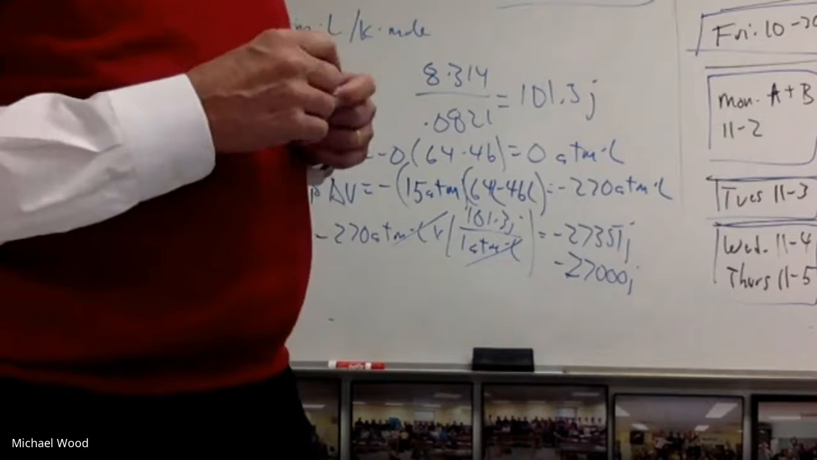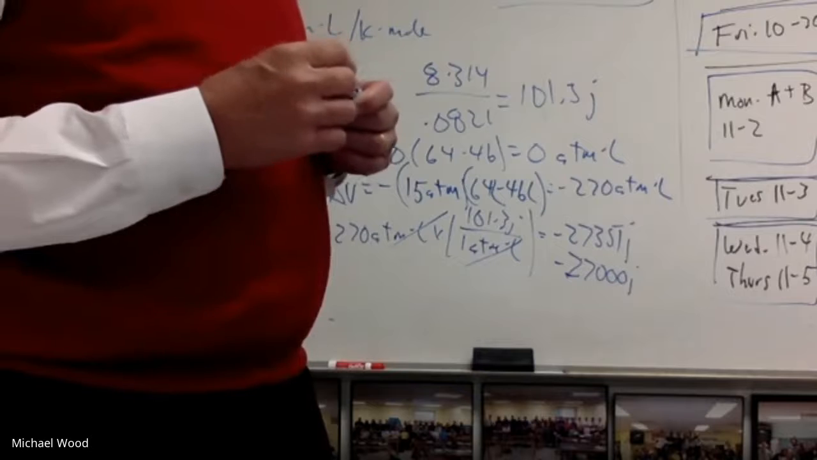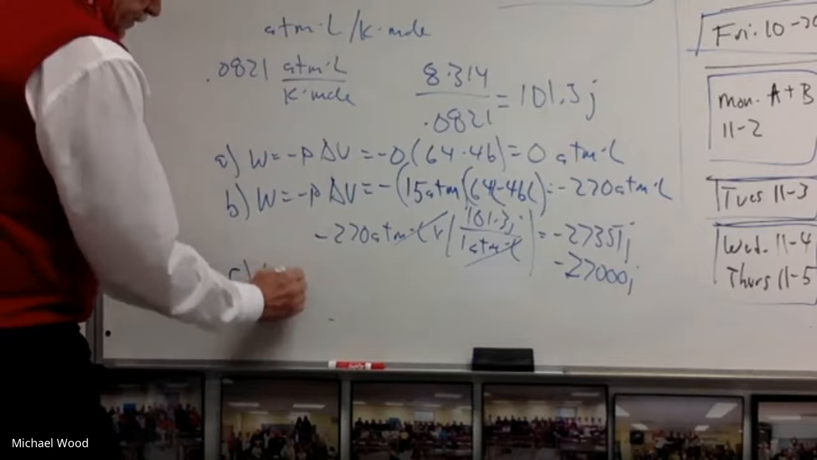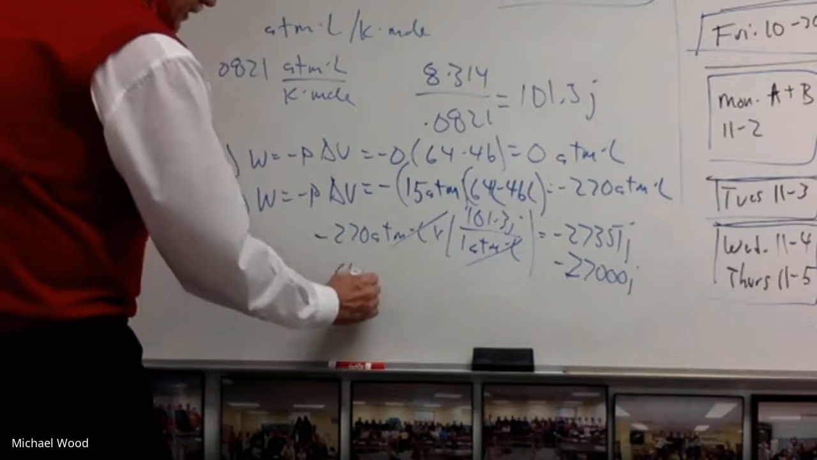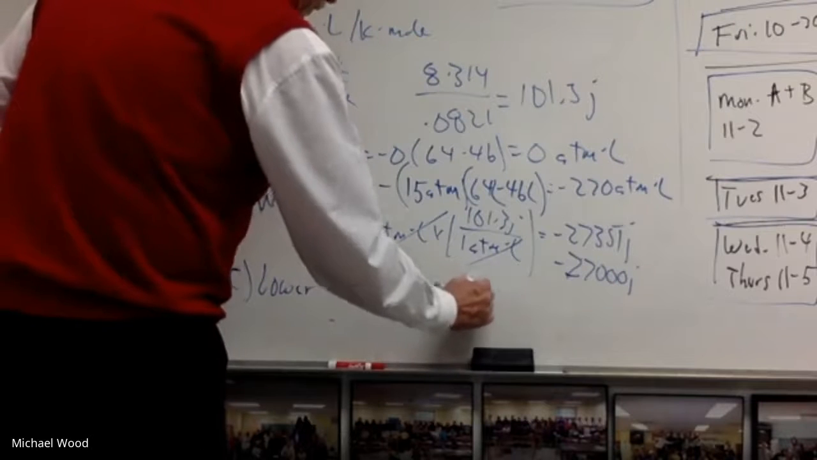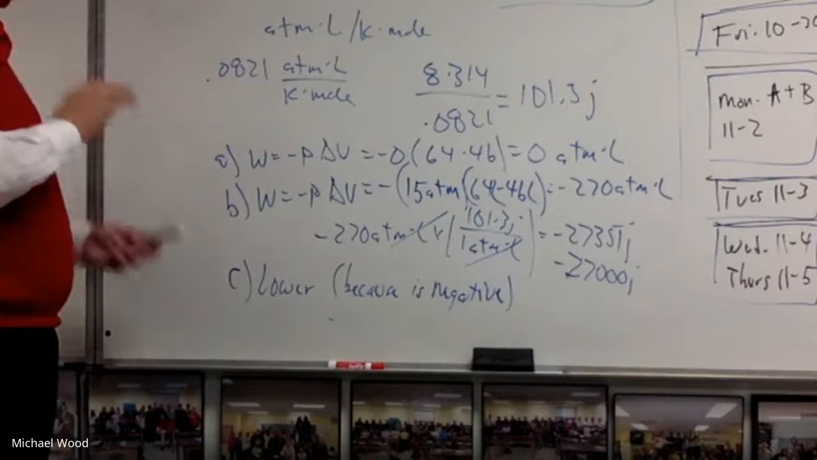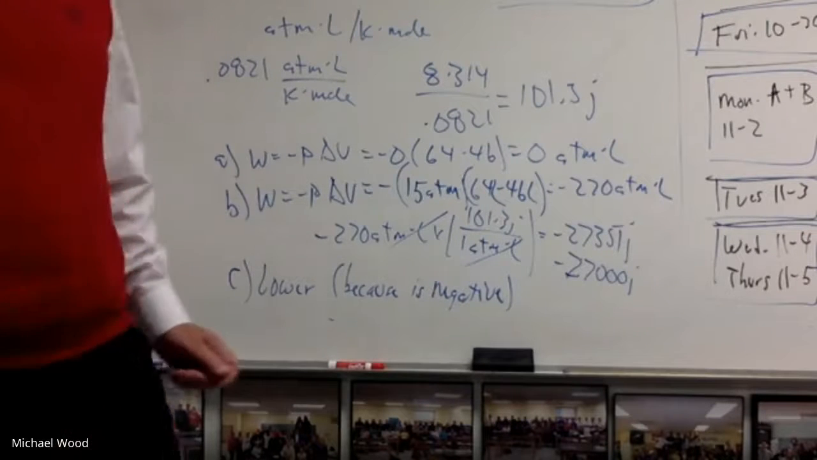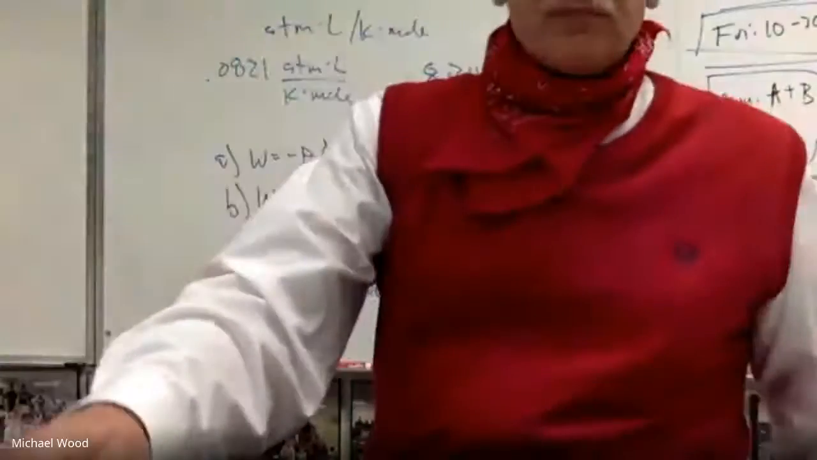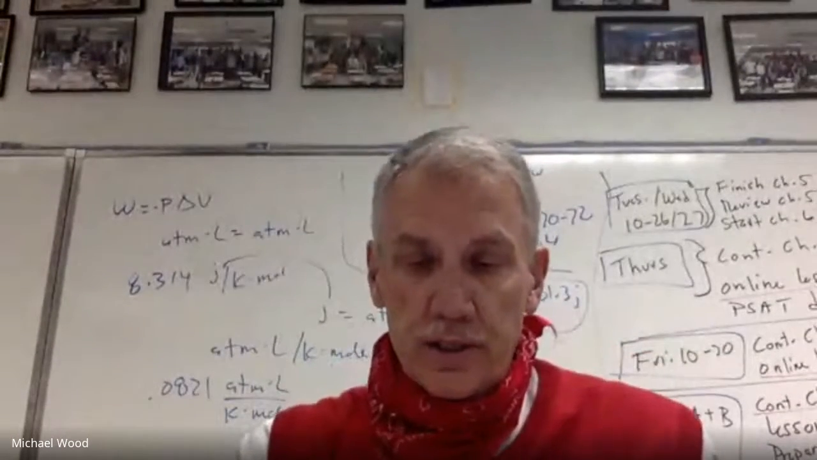Okay, and then letter C: is the system in B higher or lower in energy? The answer is it's lower, and the reason it's lower is because it's negative. Remember, in an exothermic reaction, the delta H is negative, the energy is negative, the energy is going out of the system into the surroundings. Again, this is not a big point, but it is definitely a point on our next test.